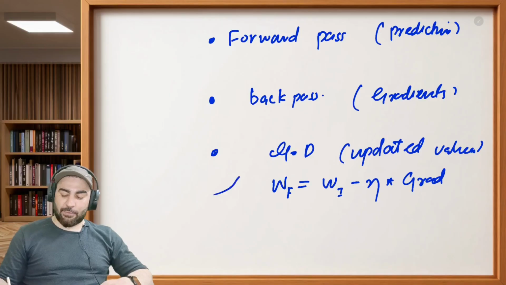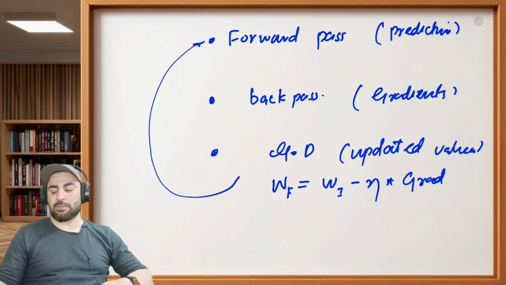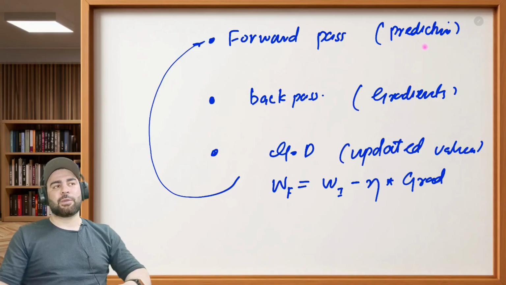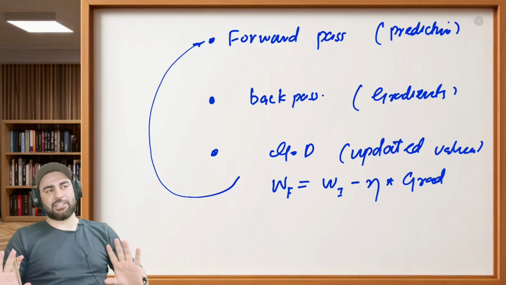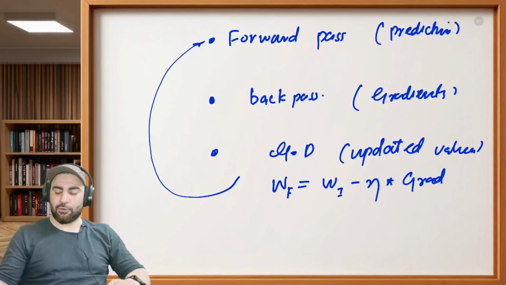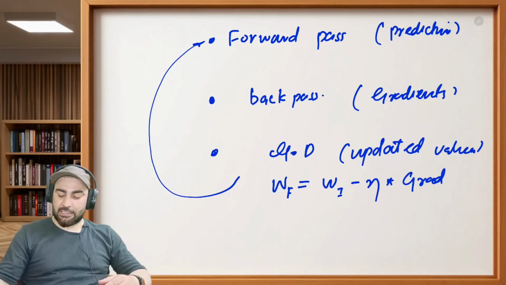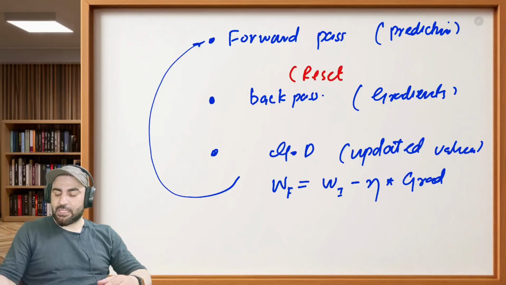And now you will again perform forward pass. What will forward pass give you? It will give you new predictions. Then you check whether the predictions are good or not. If you still feel you should keep improving, you keep going. Before the backward pass, you will reset the gradients. That's why I left the space.